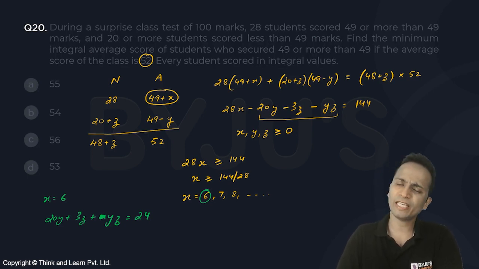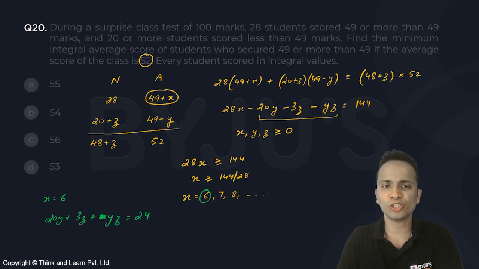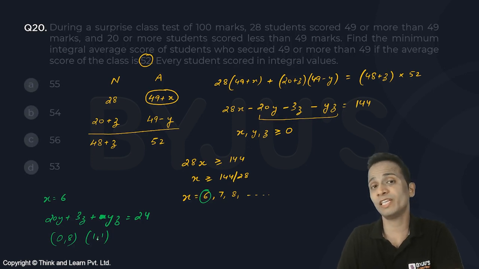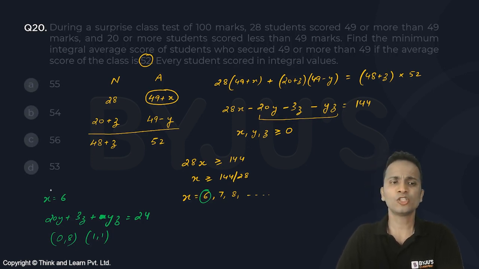We'll check if we have any integral solution for this. Yes, we have non-negative integral solutions. One solution can be 0 comma 8 for y comma z, and the other solution can be 1 comma 1. So we have possible integral values of y and z, and x equal to 6 can be considered as the minimum value of x.